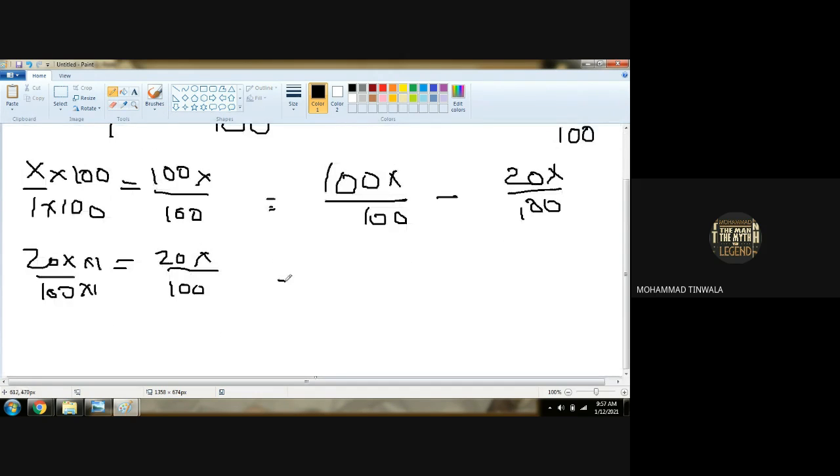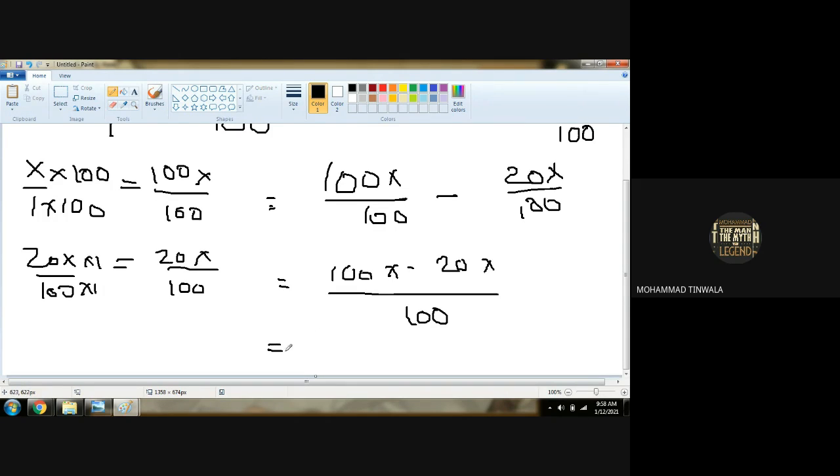Yes or no? Now 100 is the common LCM. Can we subtract this now? 100x minus 20x. So we will get 80x upon 100. Yes or no? 100 minus 20 is what? 80. x as it is, 100 as an LCM.